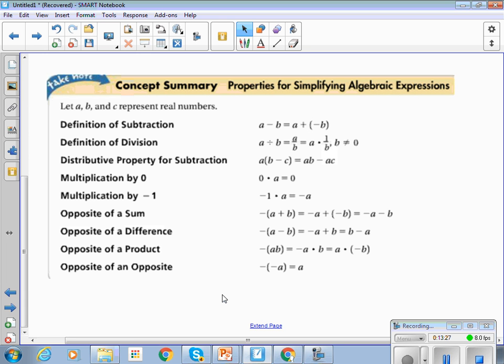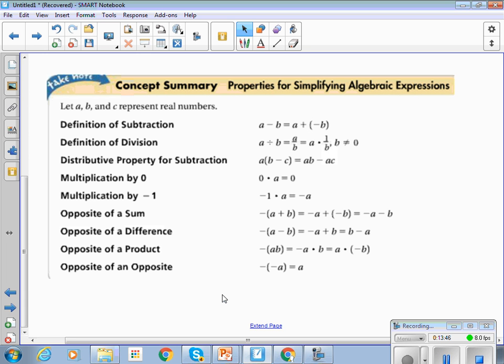Distributive property for subtraction, same as distributive property. Everything on the inside of those parentheses gets multiplied. Multiply by 0, you get 0. Multiply by negative 1, you get the negative or the opposite value of your original.